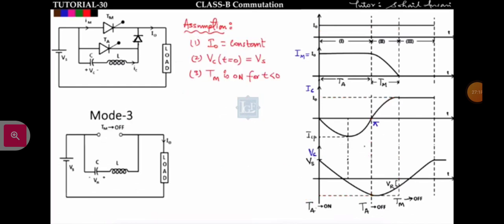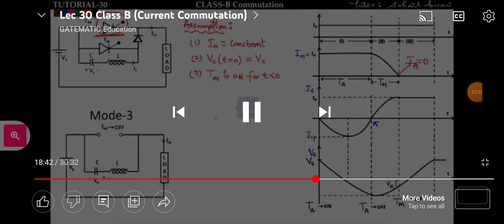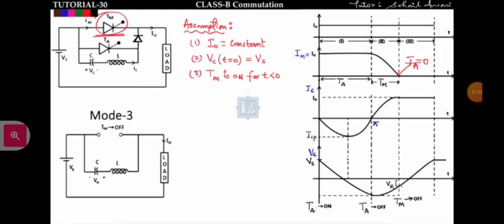So at the end of mode 2 this main thyristor is off. See here, at the end of mode 2 what is the current flowing in the main thyristor? The current flowing in the main thyristor will be 0 and the voltage across the main thyristor is minus VR. So overall this main thyristor will be in off state, and in mode 3 what will happen? This supply voltage will again charge the capacitor up to Vs, and after that it will be open circuited.